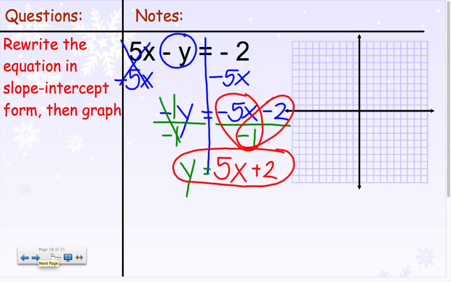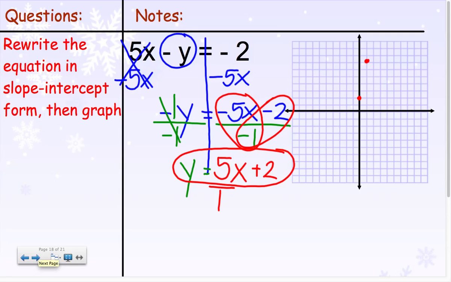Graph my 2 first on my y-axis, put my dot. 5 as a fraction is 5 over 1. Rise 5, 1, 2, 3, 4, 5, run 1. If you ever need to make another dot, you can always go backwards.